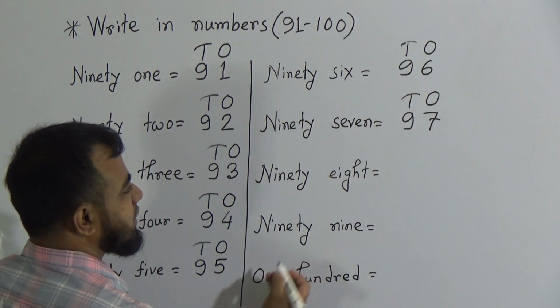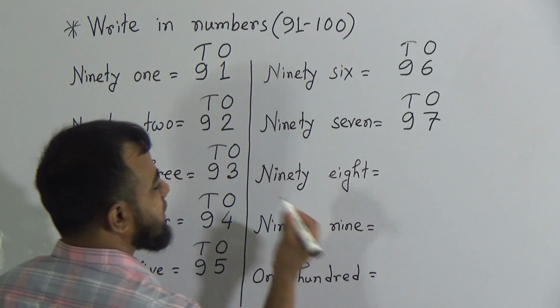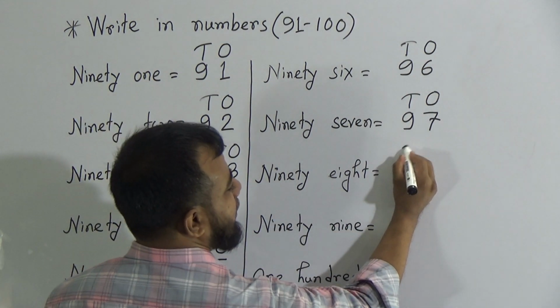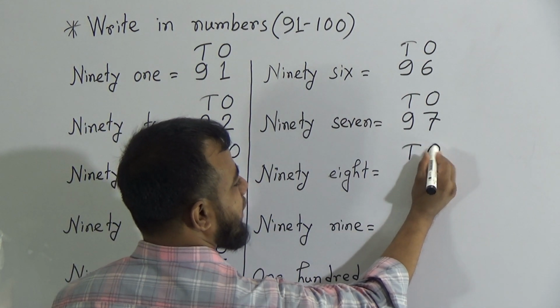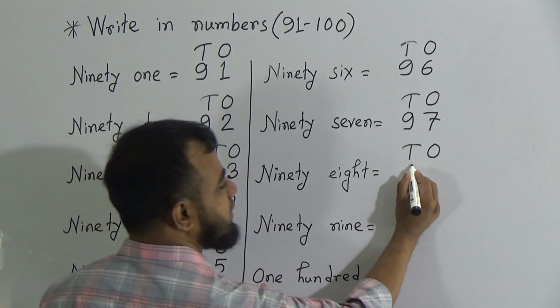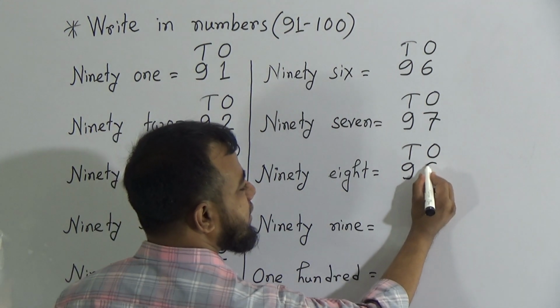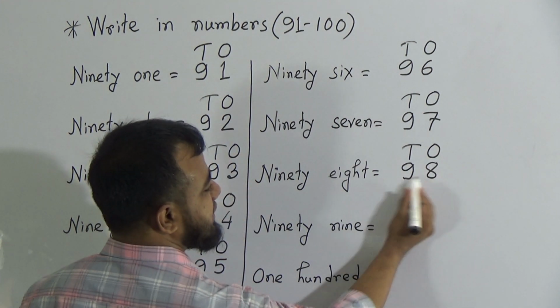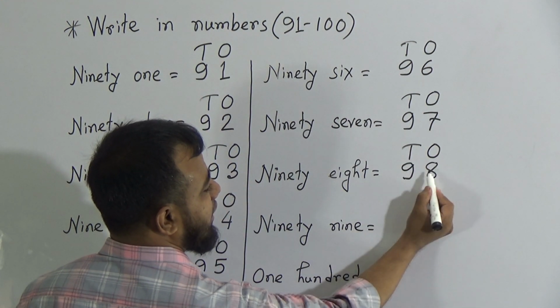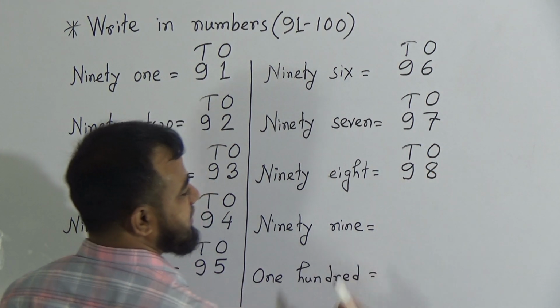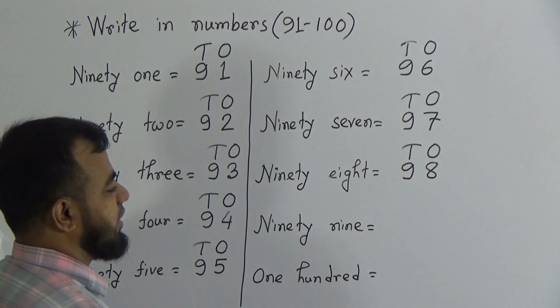Now my dear students, after 97 comes 98. First of all, we must indicate the place value, and to write down 90, we must write down 9 in the tens place, and to write down 8, we write down 8 in the ones place. It makes 98. 9 tens and 8 ones makes the number 98, or 9 and 8 makes the number 98.